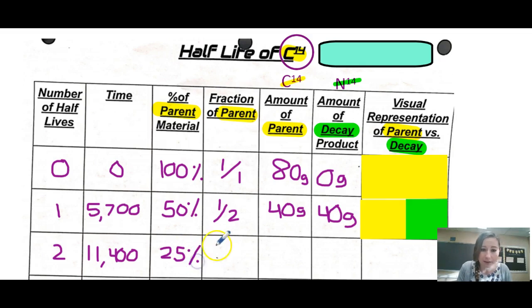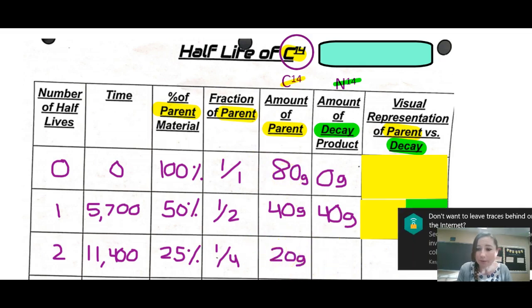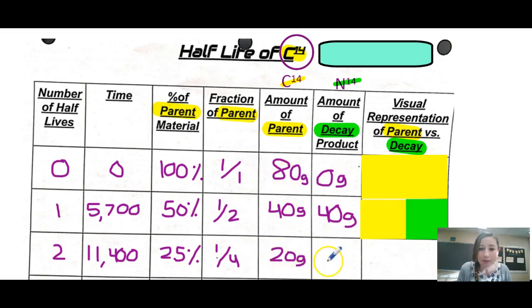25% is the same thing as 1/4, so 1/4. And if I had 40 grams of my carbon-14 and I cut that in half, then now I only have 20 grams of carbon-14. And again, these two numbers need to add up to 80. So if I have 20 grams of carbon-14, then I'm going to need to have 60 grams of my new decay product, the nitrogen, in order to add up to the 80 in total.